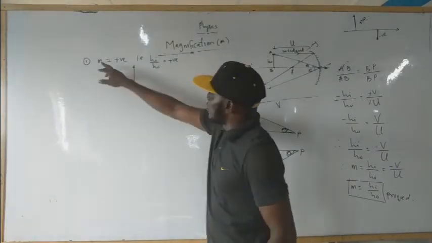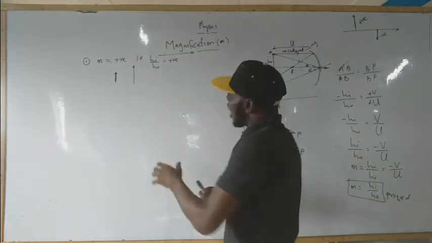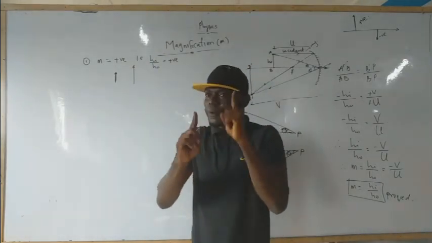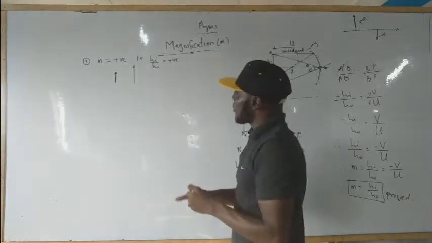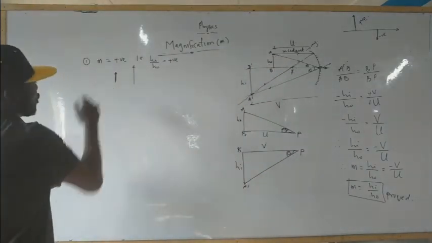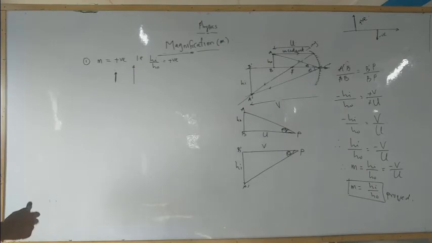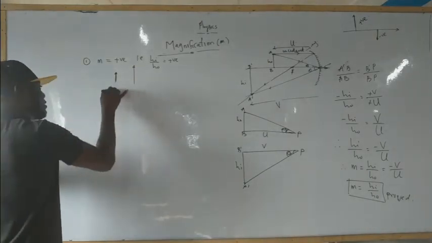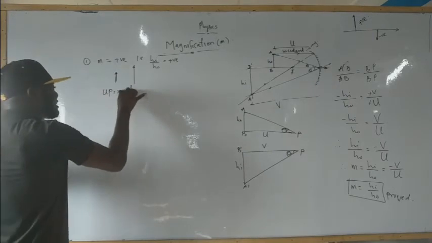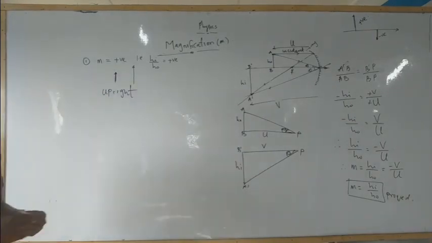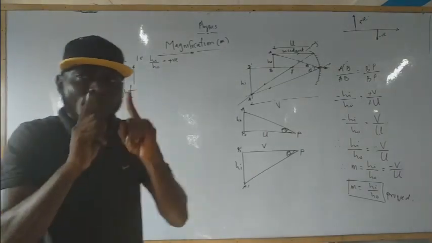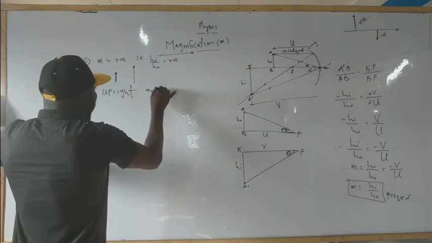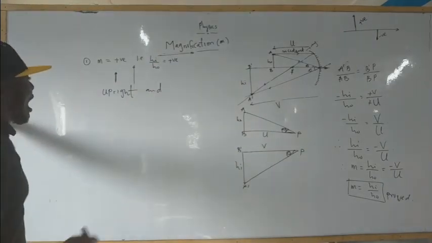When magnification is positive, meaning that the arrows will be facing up, that is upright. What can we deduce from here? We can deduce that the image formed will be upright. Upright means the same direction. And virtual.